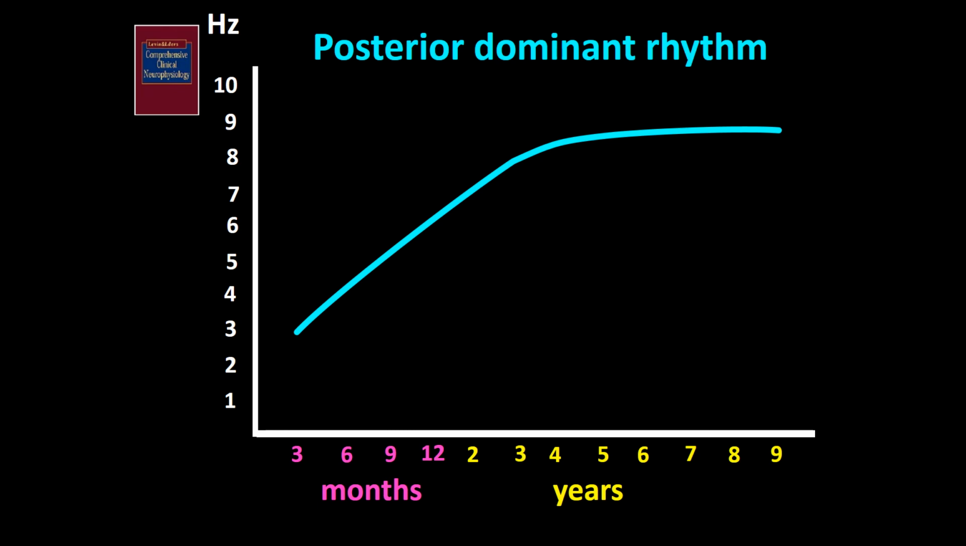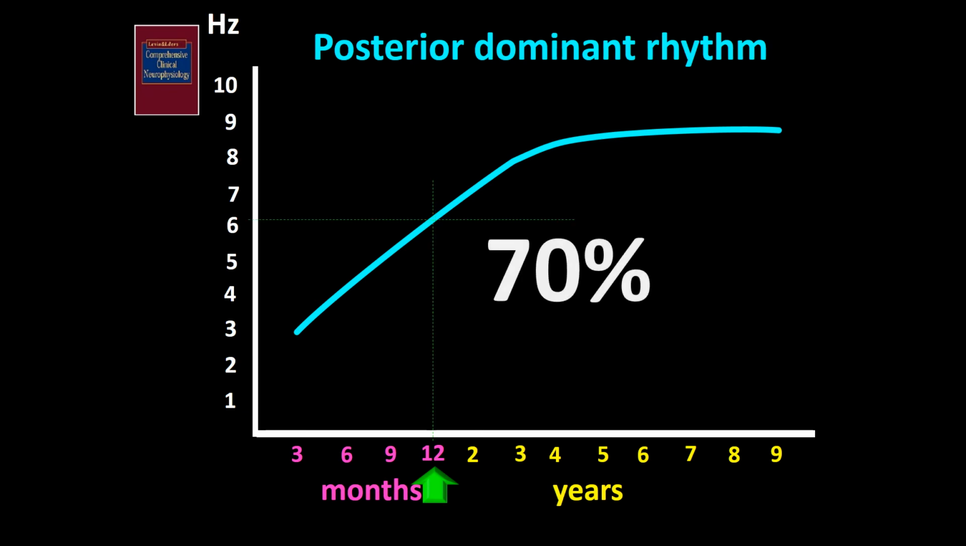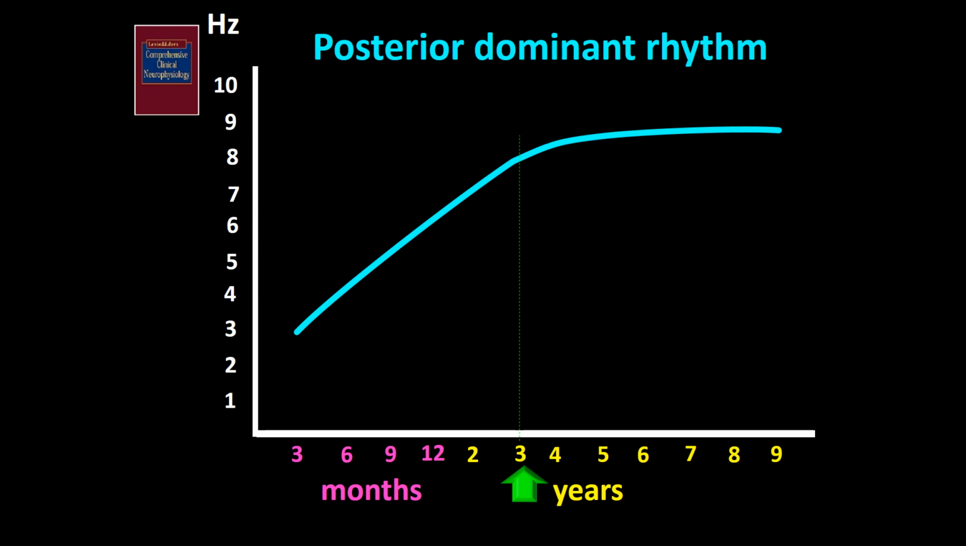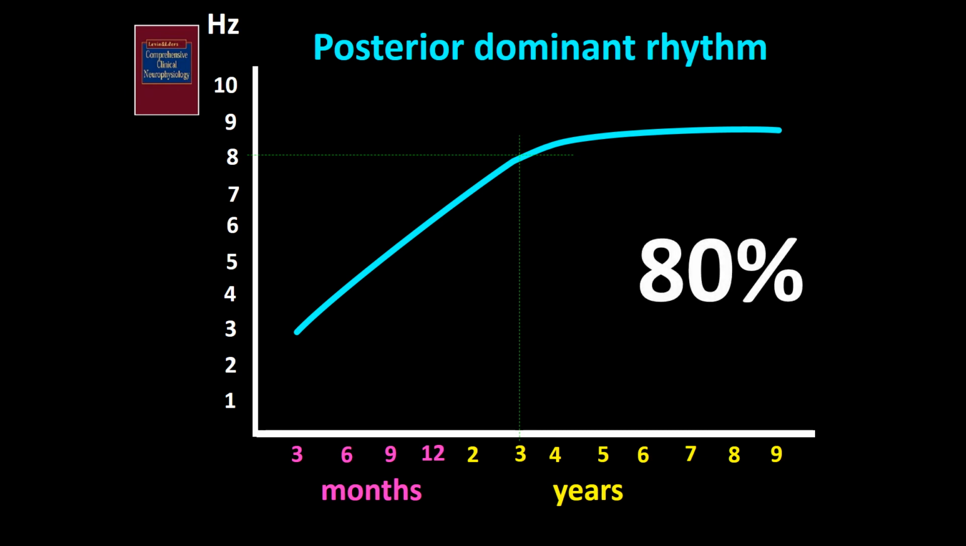As you can see in this chart, months and years are in the x-axis and hertz in the y-axis. The aqua line represents the frequency in relation to age. At 3 months, the posterior dominant rhythm, when found, is about 3 Hz. At 1 year, in 70% of children, the posterior dominant rhythm reaches 6 Hz. At 3 years, the posterior dominant rhythm is 8 Hz in 80% of children.